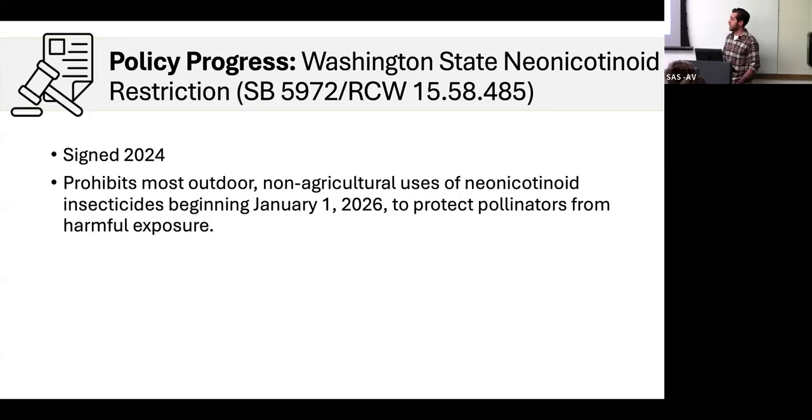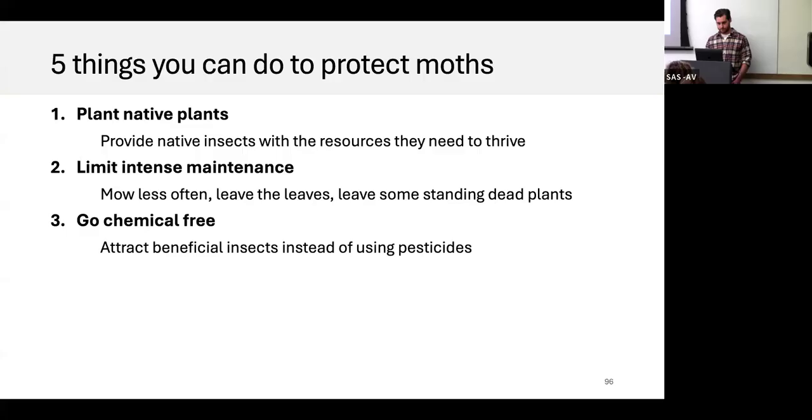But at least we have some state level policies here, including this one, which in Washington prohibits most outdoor non-agricultural uses. So that's most residential uses of neonics beginning in January of next year. And this was specifically to protect pollinators from harmful exposure.